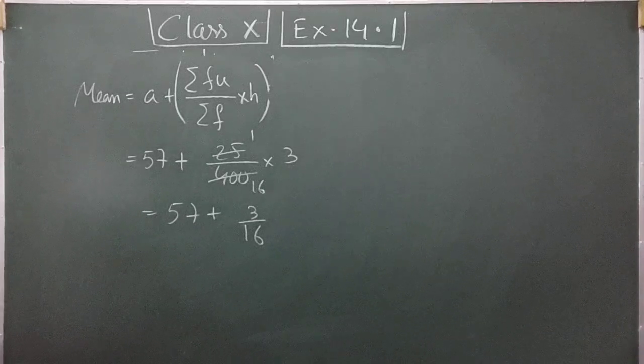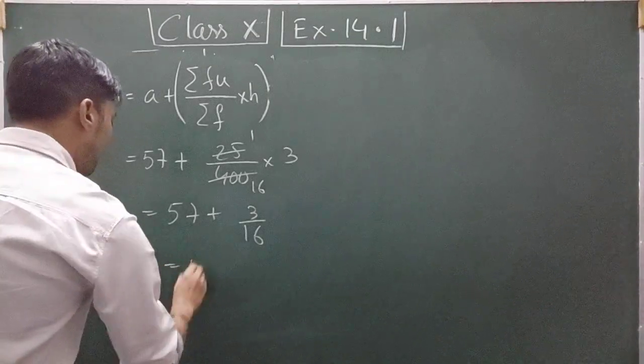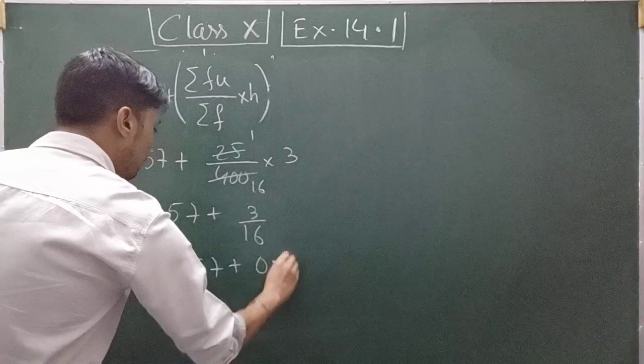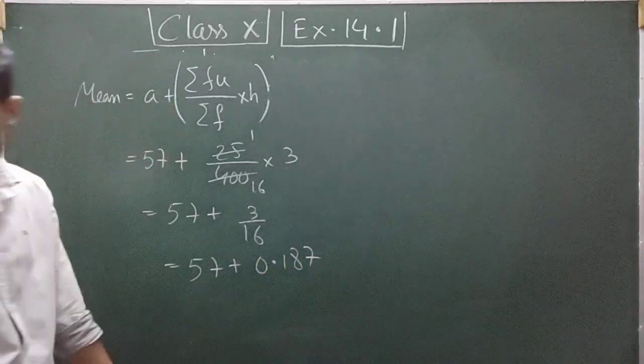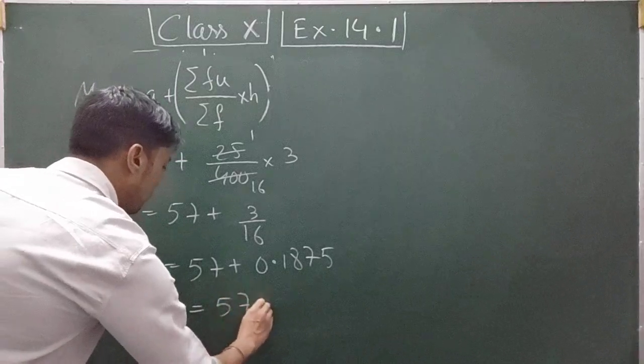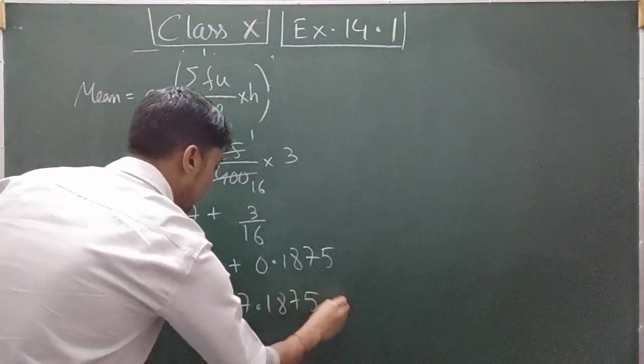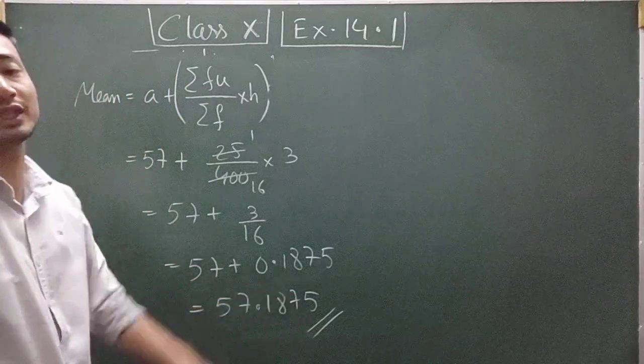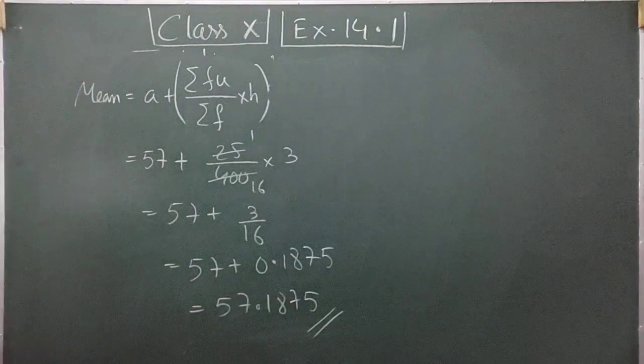So if you divide this, what will you get? 3 divided by 16. I'm just doing it directly, calculation. You will get 0.1875. So if you add, 57.1875, or approximately 57.19 also you can write down, no problem with that. Okay. Alright then, so that question is done.